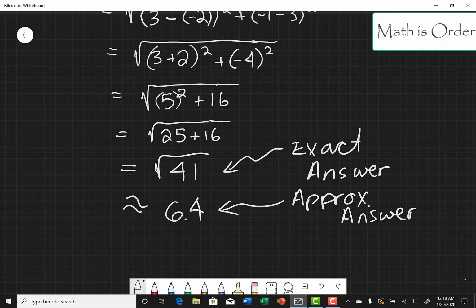Math is order. It's not just about numbers and symbols. Find out those things bringing disorder in your life and see if they can be ended.